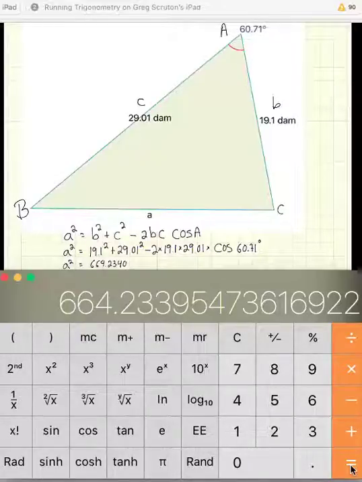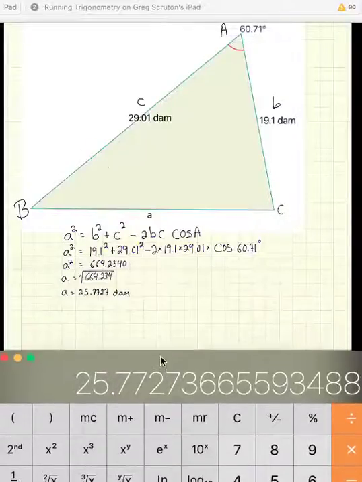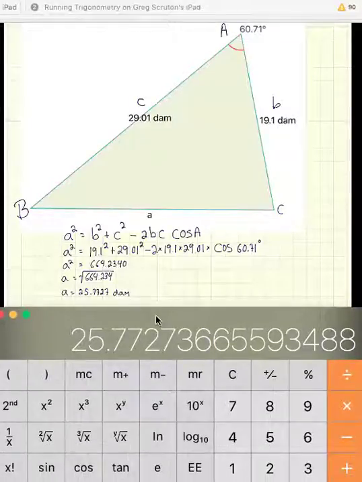Okay, and I'm going to take the square root. So A is going to be the square root of 664.234, and with the square root button right here, that gives us 25.7727. Does that make sense? So the A is the square root of 664.234, and that gave us 25.7727 decameters.